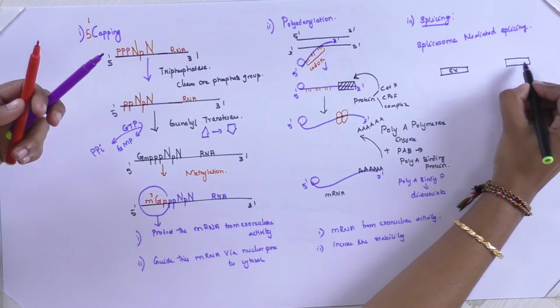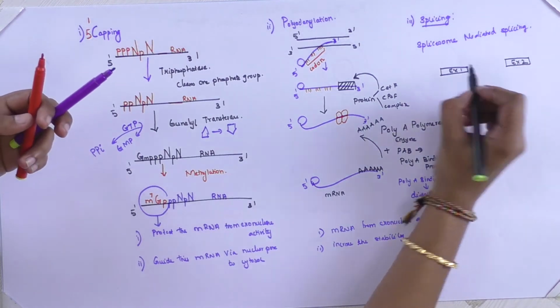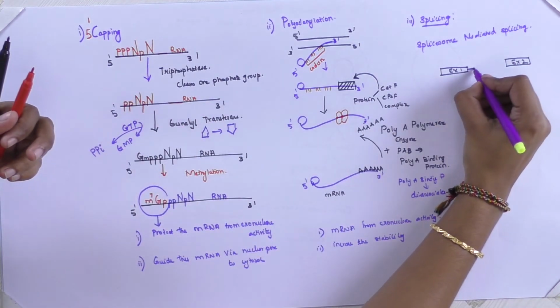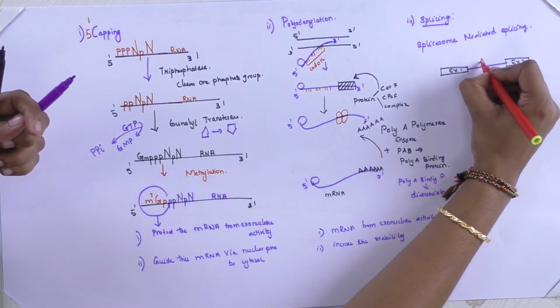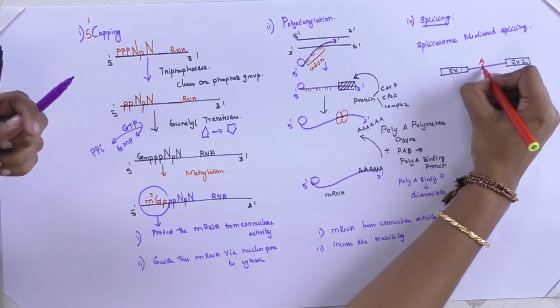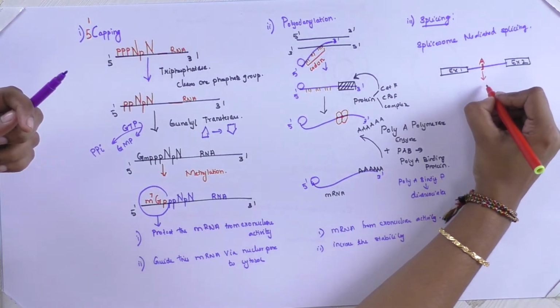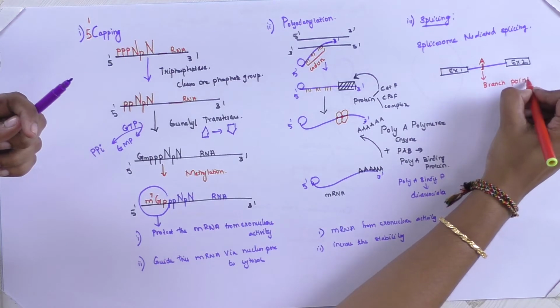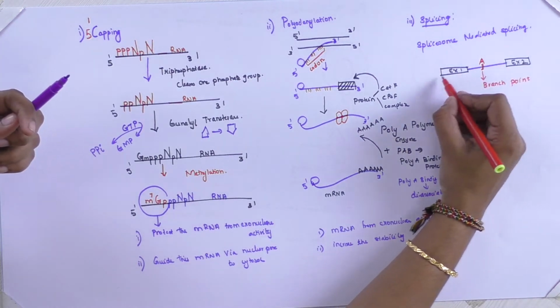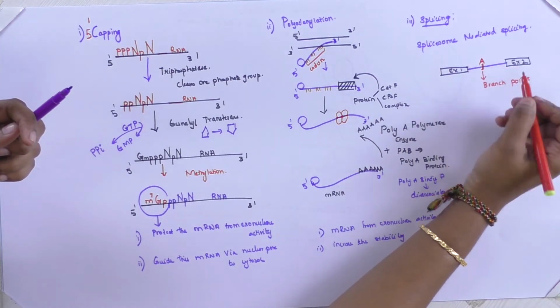This is your coding sequence, exon 1 and exon 2. They will be bound by an intron. In the intron, you will have an adenine residue. This is known as the branch point, where two introns are joined together and exons are joined by an intron.